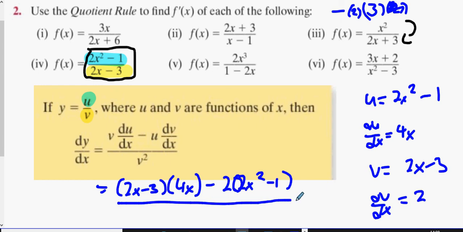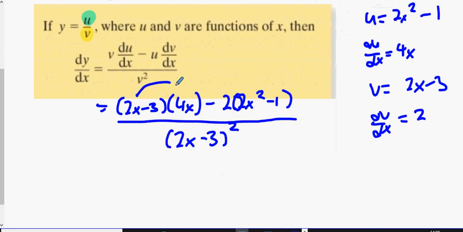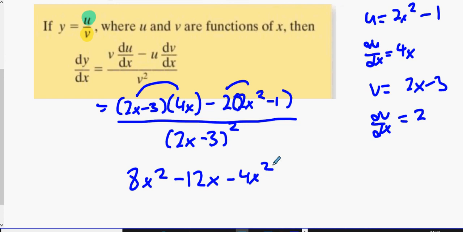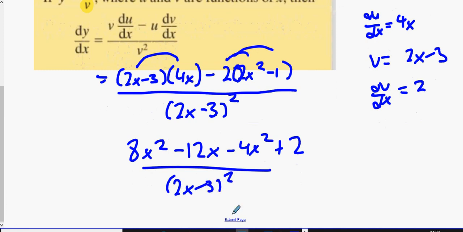Now, what's v squared? Anybody? You don't need to multiply out the bottom unless you see some sort of advantage to it. I don't currently see an advantage. Let's multiply out the top. What do we get? 8x squared minus 12x, what's that? Minus 4x squared and plus 2. Right? All over your 2x minus 3 squared. Okay, what do we get then?